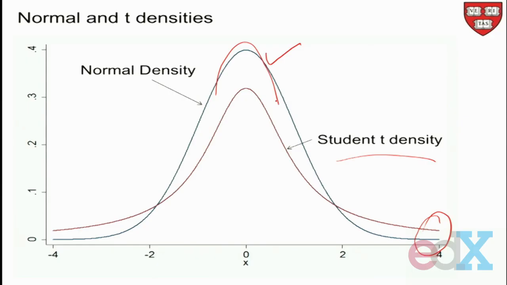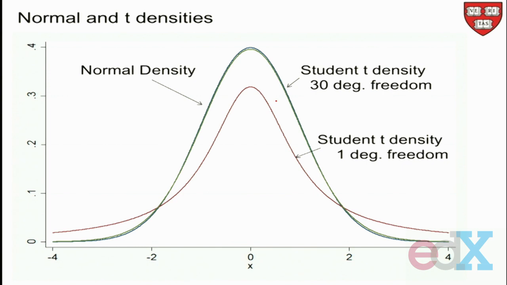Now, what I've drawn here is about as bad as the Student t can get. This is when the Student t has 1 degree of freedom, which is also sometimes called the Cauchy distribution. By the time you get to about 30 degrees of freedom, this graph here has actually got 3 curves. The old one as before, the normal density, and the Student with 1 degree of freedom as before. But I've also superimposed the Student with 30 degrees of freedom, and you see that there's very little difference between the Student with 30 degrees of freedom and the normal density.